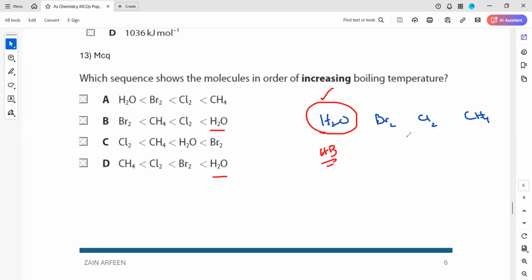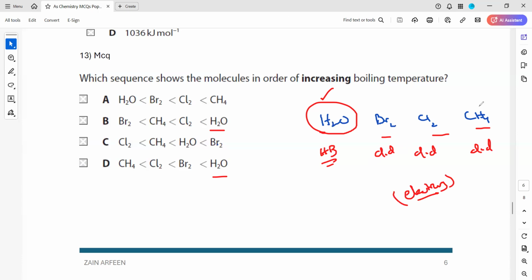Then when we check bromine and chlorine, what kind of bonds are there? These are non-polar molecules. If a molecule is non-polar, it will have dipole-induced dipole forces, so all of them have dipole-induced dipole forces. The dipole-induced dipole forces increase as the number of electrons increases. More electrons means stronger dipole-induced dipole forces.